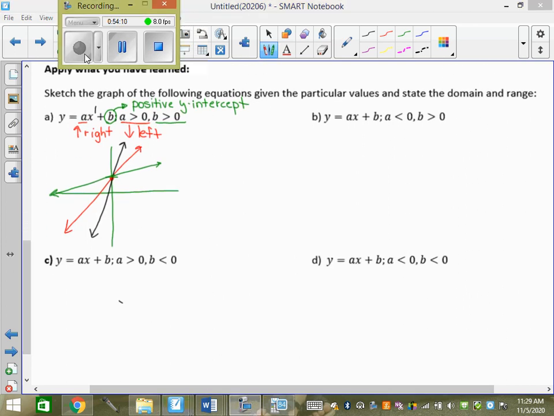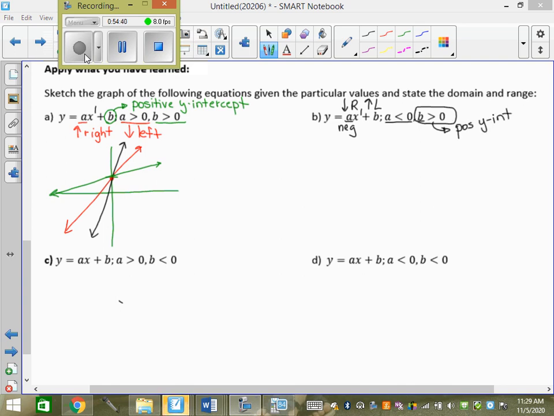So for B, let's go through what we know. A, don't stop putting away stuff. A is less than 0 means A is what? Negative. So I know A is negative, which means it is down on right, and because it's degree 1, it's up on left, and it's a straight line because it's degree 1. B is greater than 0 means what? I have a positive y-intercept.